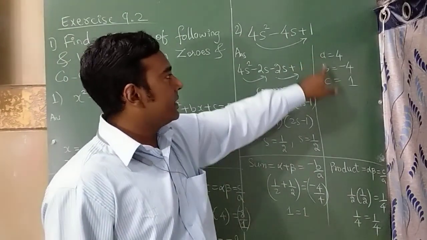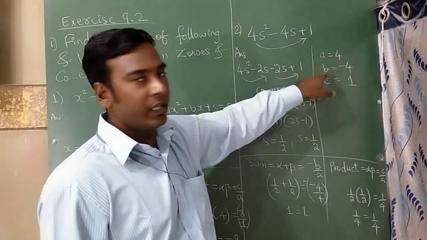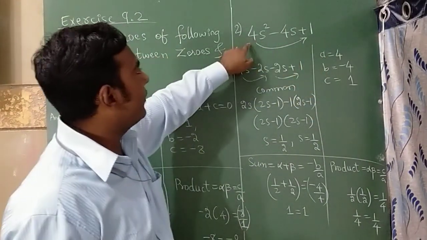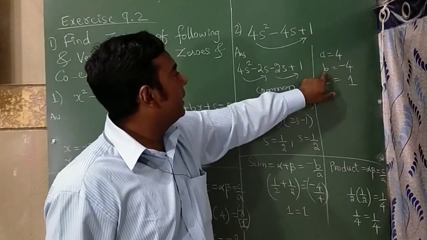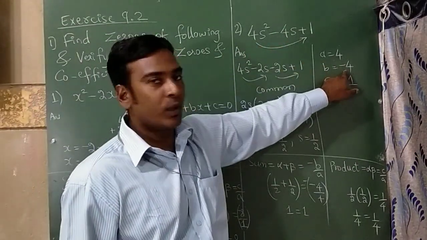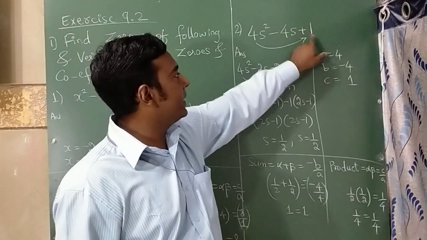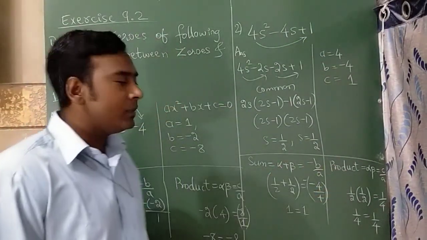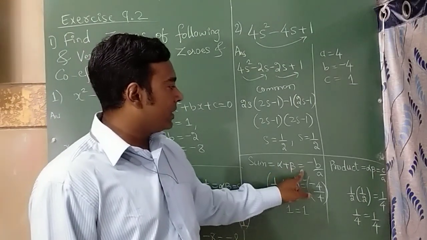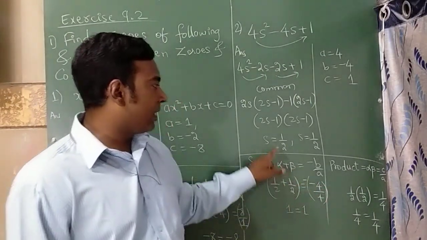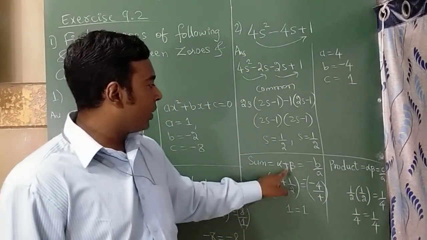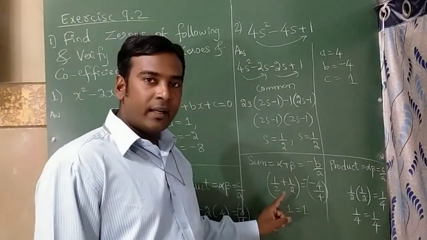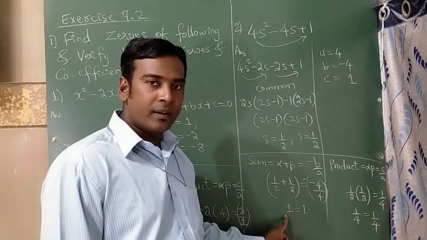Now let us see this ABC quadratic equation form. A, what is the coefficient? 4. B, what is the coefficient? Minus 4. C, what is the coefficient? It is 1. Now again, sum and product. Sum: alpha plus beta is equal to minus b upon a. What is alpha? 1 upon 2. What is beta? 1 upon 2. You can tell half plus half is 1.